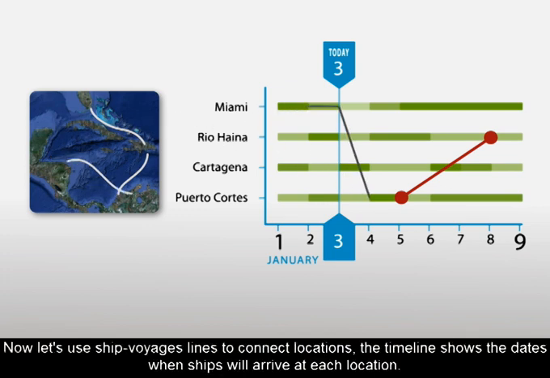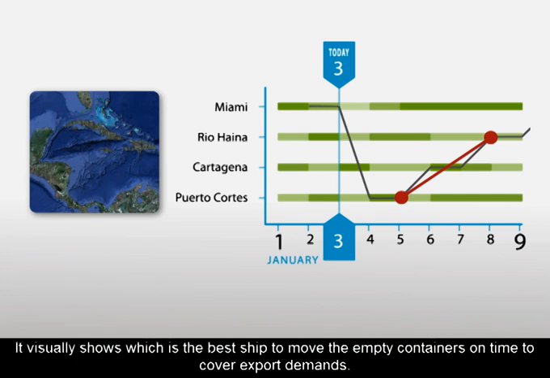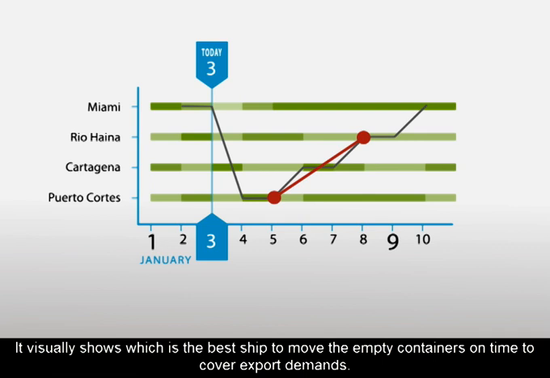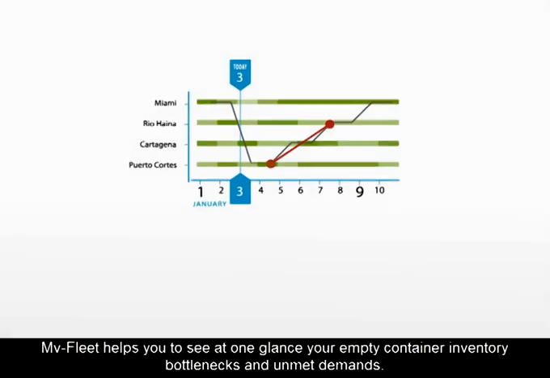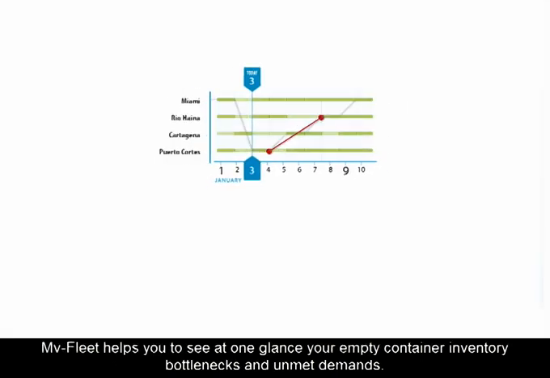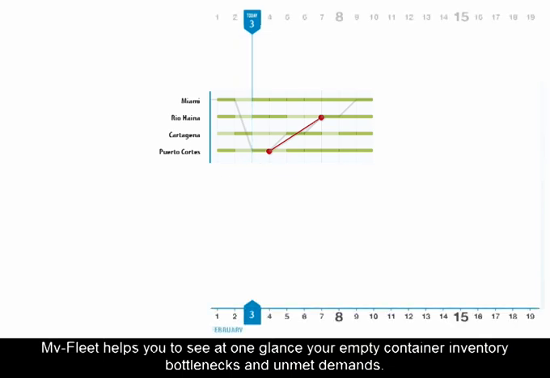Now, let's use ship voyage lines to connect locations. The timeline shows the dates when ships will arrive at each location. It visually shows which is the best ship to move the empty containers on time to cover export demands. MV Fleet helps you to see at one glance your empty container inventory bottlenecks and unmet demands.